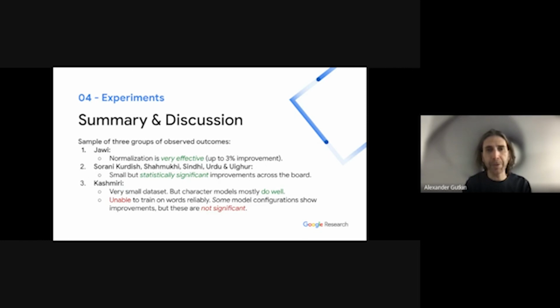For Javanese orthography, we got a very nice improvement, concluding that normalization is very effective. For Sorani Kurdish, Shahmukhi, Sindhi, Urdu, and Uyghur, we got small but statistically significant improvements. And for Kashmiri, the results were good for character level models, but we didn't get any significant improvements or degradations for word models, because the Kashmiri set is very, very small. So we couldn't train the statistical models reliably.